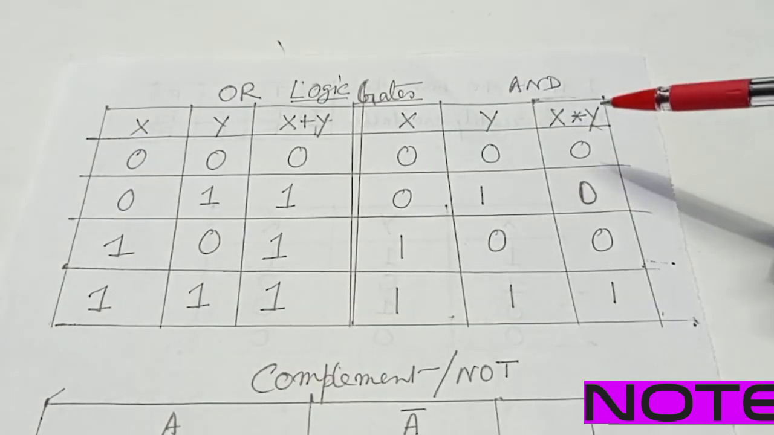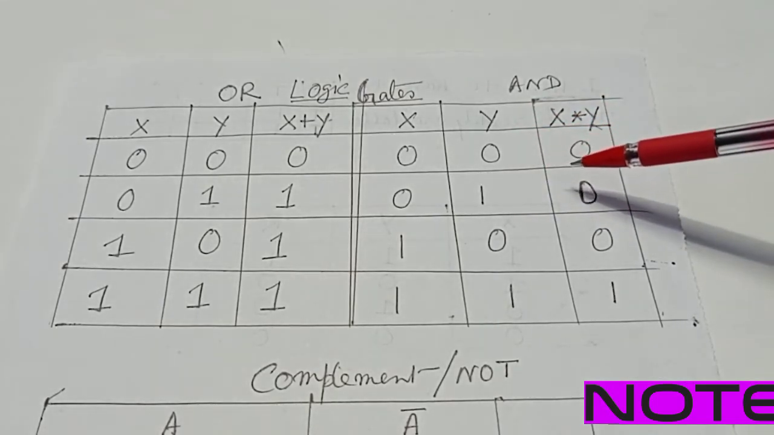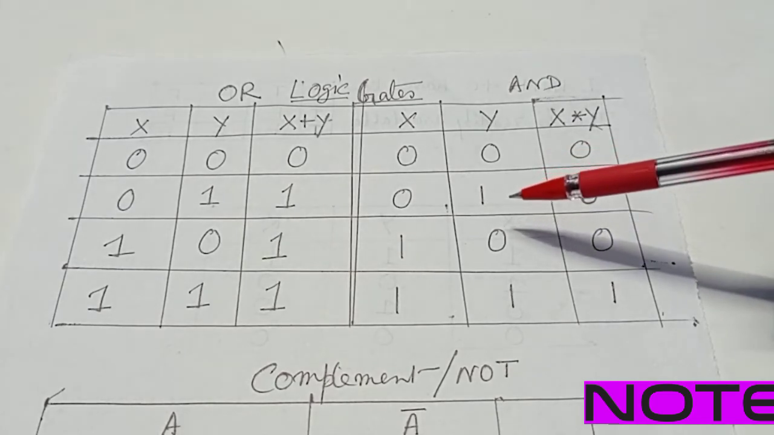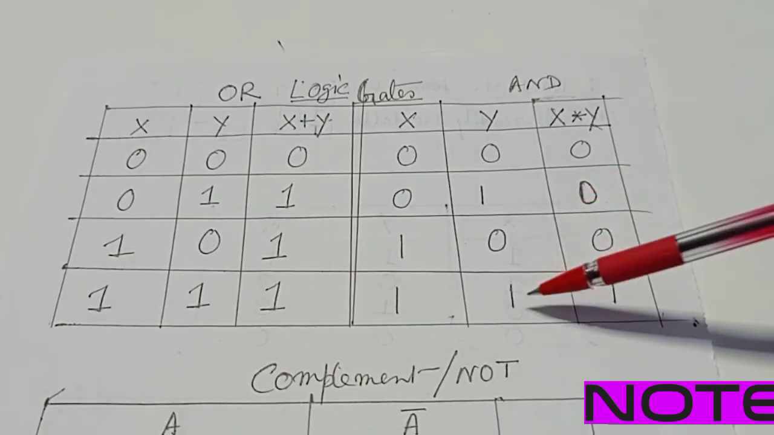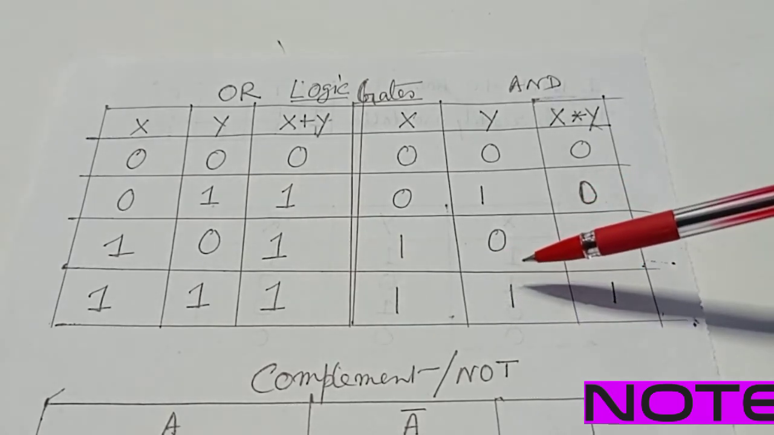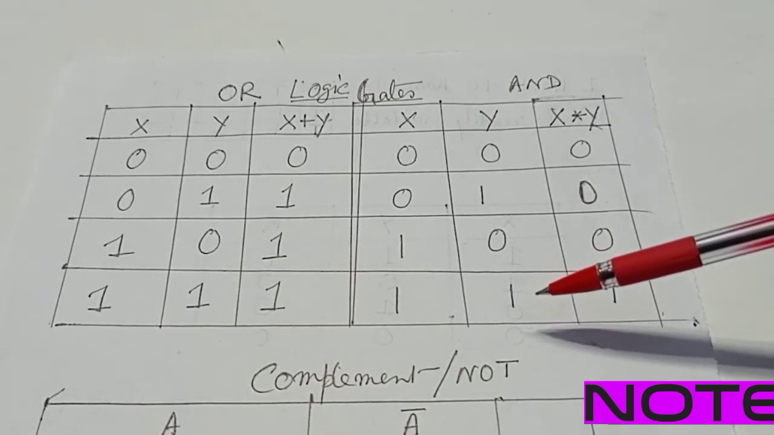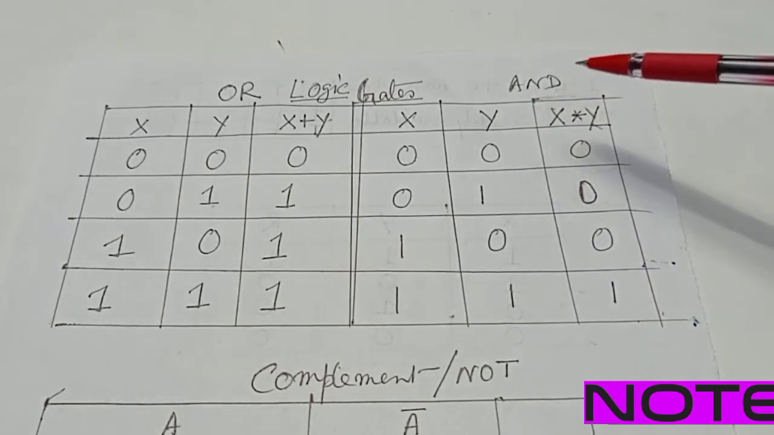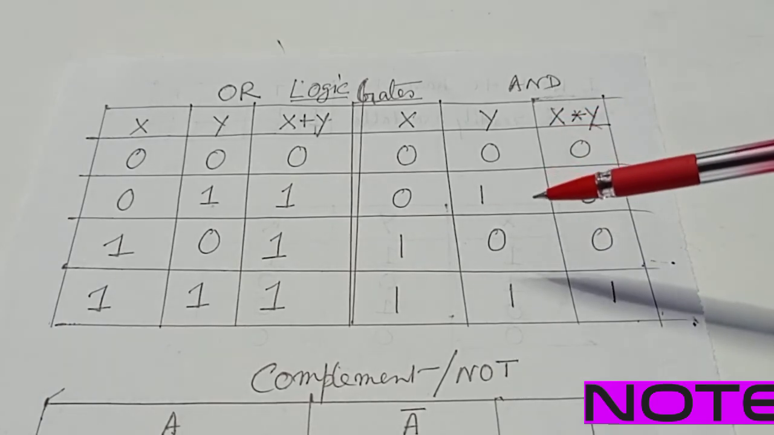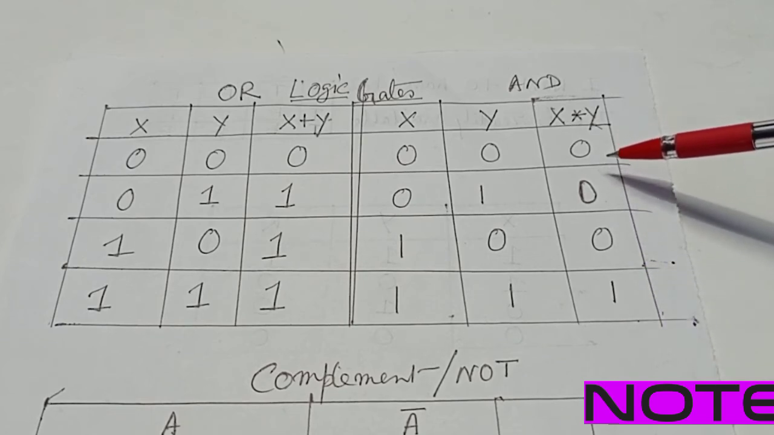In the AND operation, if x is false and y is false, the output will be false. X is false and y is true, the output will be false. X is true but y is false, the output will be false. X is true and y is true, then the output will be true value. So in the AND operation, if both x and y are true values, then the output will be a true value. Otherwise, it produces a false value.